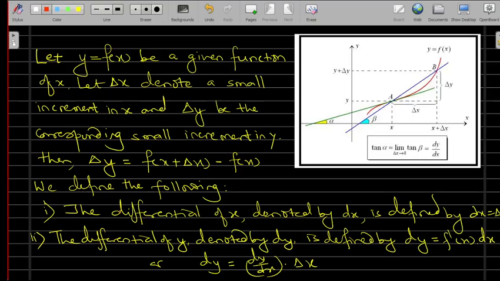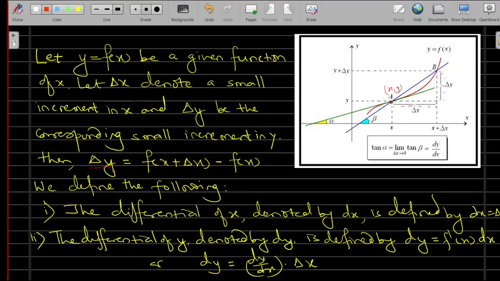Welcome to this class. Today we are discussing the application of the derivative. You can see here that if y equals f of x is a given function, then del x is a small increment in x and del y is the corresponding small increment in y. If the point A is (x, y), then del x is the small increment in x and del y is the corresponding small increment in y.